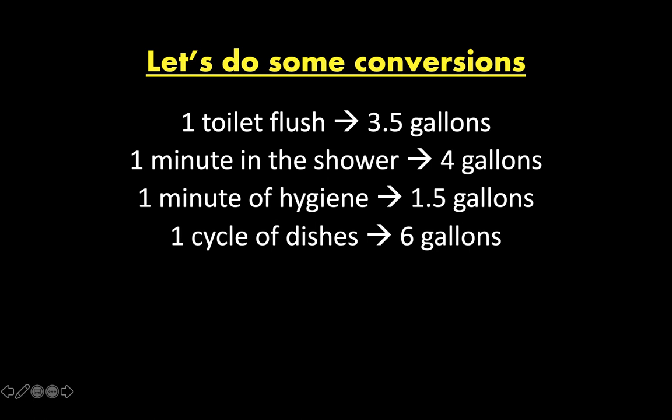Finally, 1 cycle of dishes is 6 gallons. So how many loads of dishes did you do in the dishwasher? Multiply that by 6, that gives you that. If you did any dishes by hand or if you pre-rinsed them, you should have how many minutes that was. You are going to multiply that by 2.5 gallons per minute. So if, for example, you had 5 minutes of hand washing dishes in the kitchen sink, the rate of that kitchen sink is 2.5 gallons per minute.